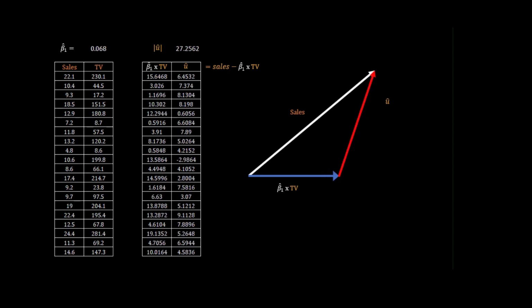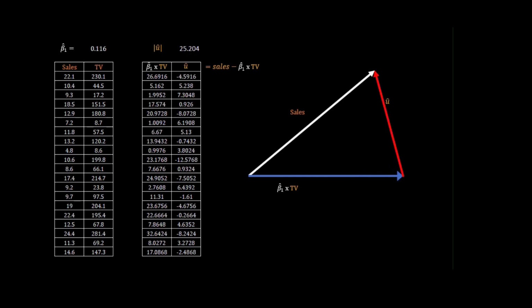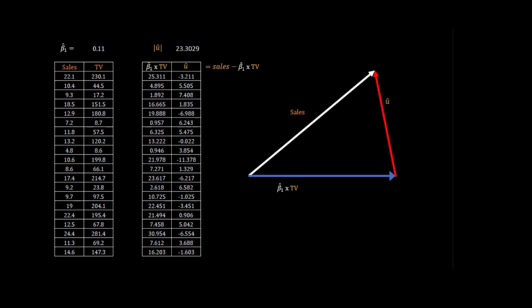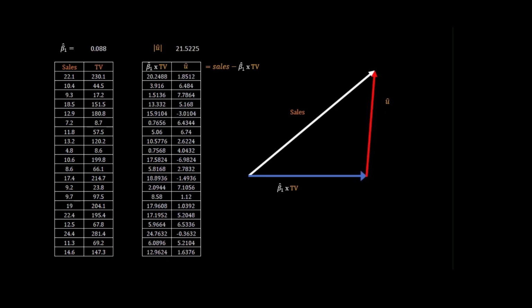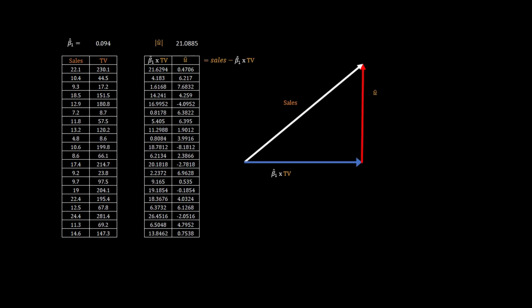When I increase beta 1, I see that the residual vector is getting smaller and smaller. Wait, it looks like the residual vector starts getting bigger after one point. So we go back and right about there, the residual vector has minimum length, and we can see that the estimate of beta 1 is 0.094. Excellent. Not difficult to see that the residual vector is smallest when it's perpendicular to the TV vector. In that case, beta 1 times TV becomes the projection of sales on TV vector.